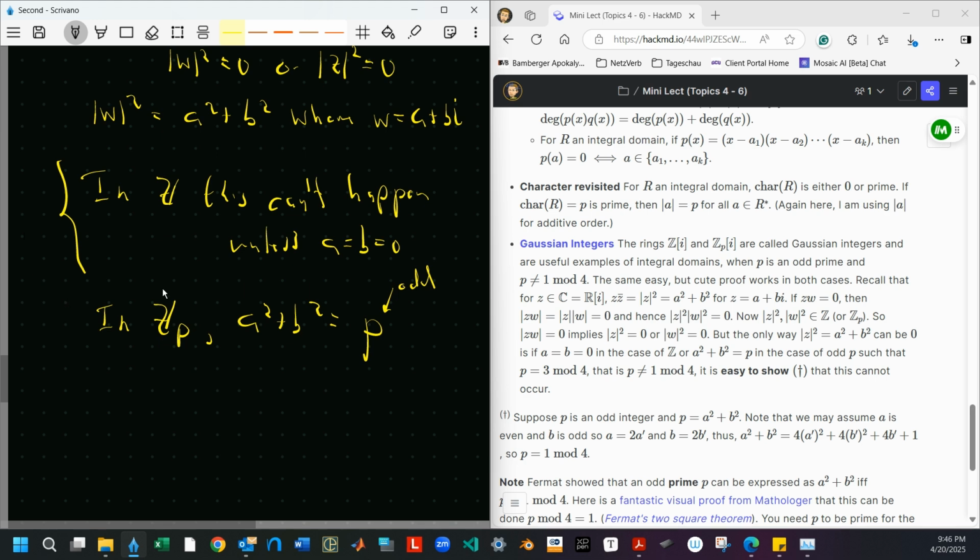So let's see, maybe I said something a little bit wrong. I better backtrack a little bit. I have it right in the notes. I want to say that ZPI is an integral domain if and only if P does not equal 1 mod 4, right? So that looks a little bit funny.